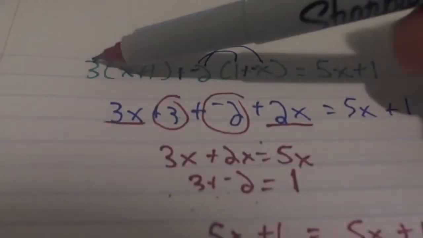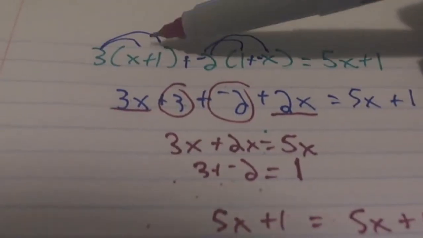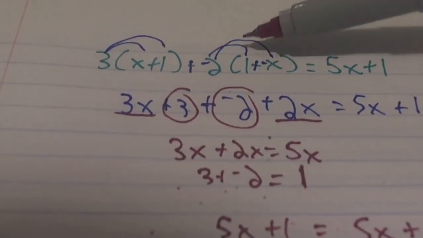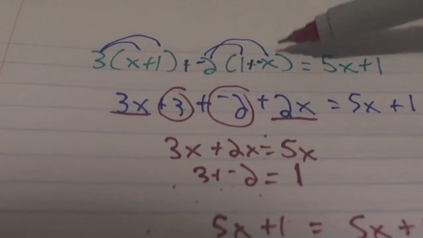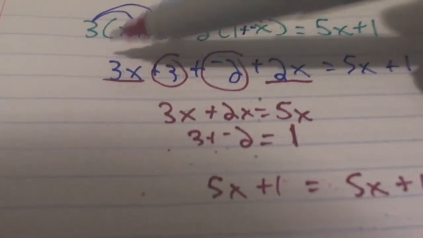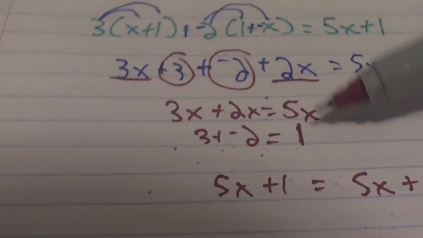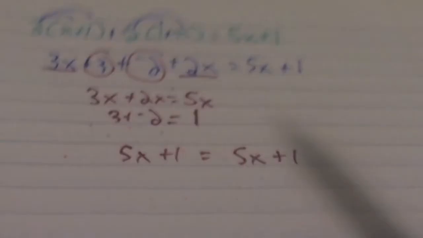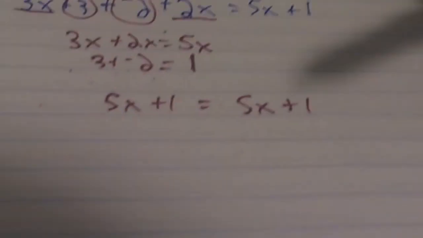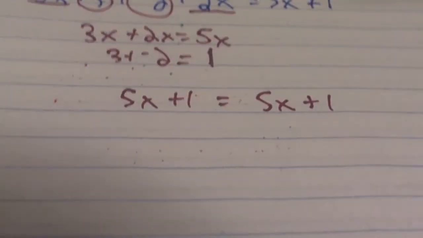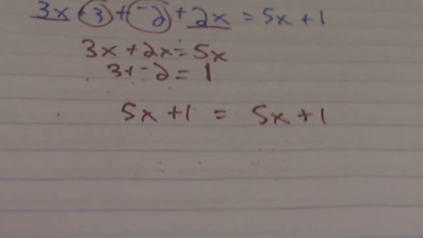Alright, so let's do it again. 3 times x is 3x. 3 times 1 is 3. Negative 2 times 1 is negative 2. Negative 2 times negative x is positive 2x. Good. Alright, so we combine like terms. 3x plus 2x is 5x. 3 plus negative 2 is 1. So we have 5x plus 1 is equal to 5x. So looking from the last problem, these are the same thing. So we should get all real numbers again.